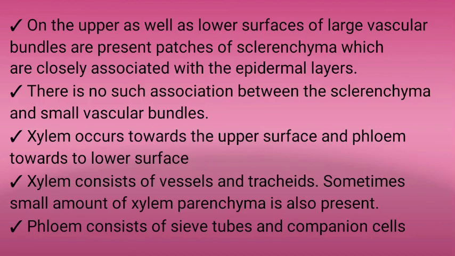Here you have to remember, xylem is present towards the upper or adaxial surface, phloem is present towards the lower or abaxial surface. Xylem consists of xylem vessels and xylem tracheids majorly. Sometimes xylem also contains xylem parenchyma. Coming to phloem, phloem consists of sieve tube elements and companion cells only.